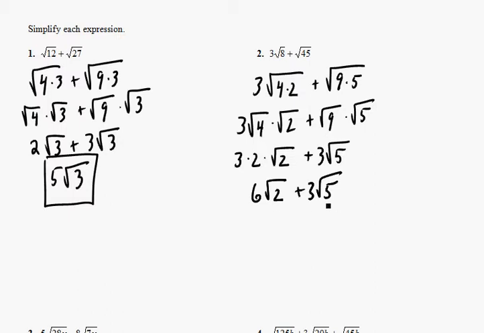Since these two radicands are not the same, we cannot combine these two terms, and all we can do is stop here. So 6 square root of 2 plus 3 square root of 5.